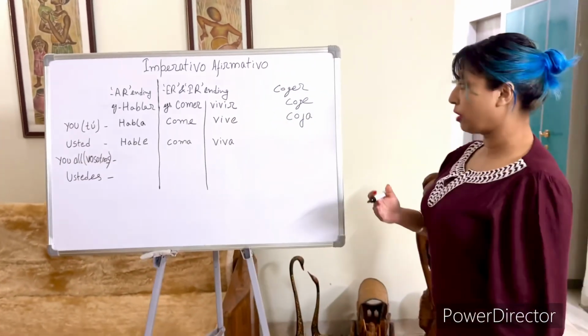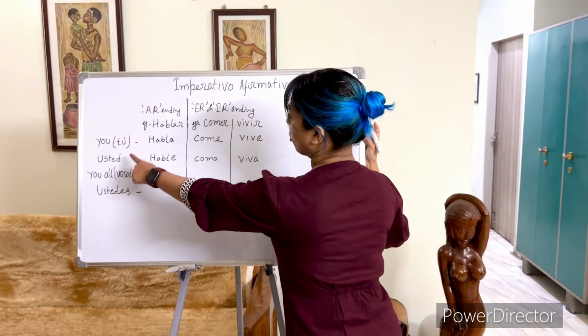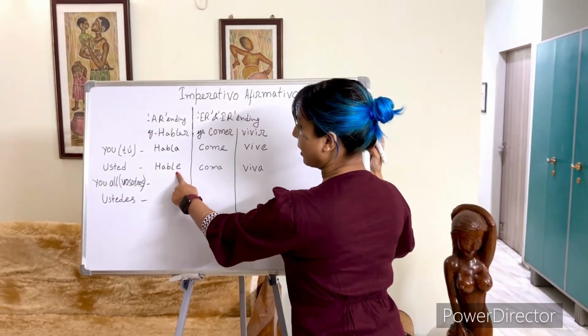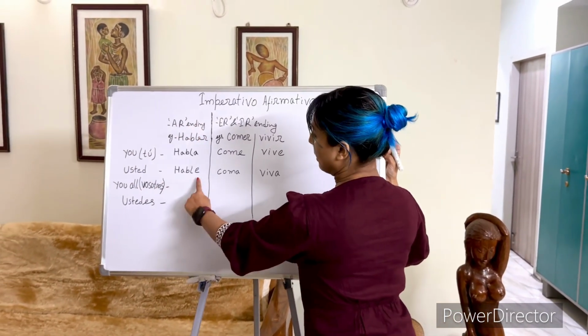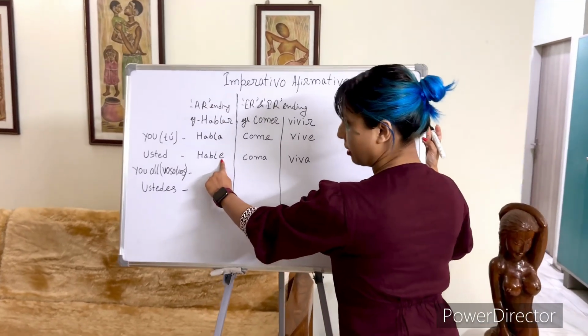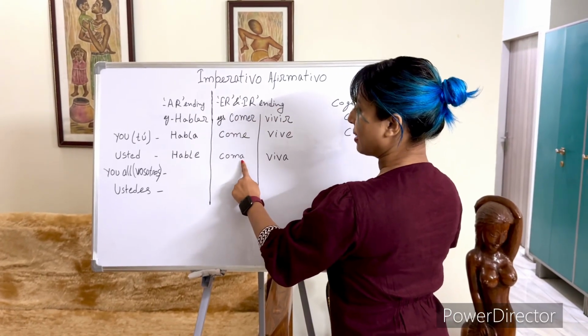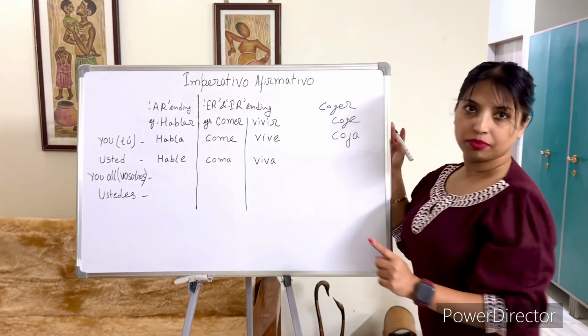So now you can understand why it is important to remember that you are supposed to take the yo form conjugation and then replace the O with E in case of an AR ending verb, and replace O with A in case of an ER or IR ending verb. Okay?